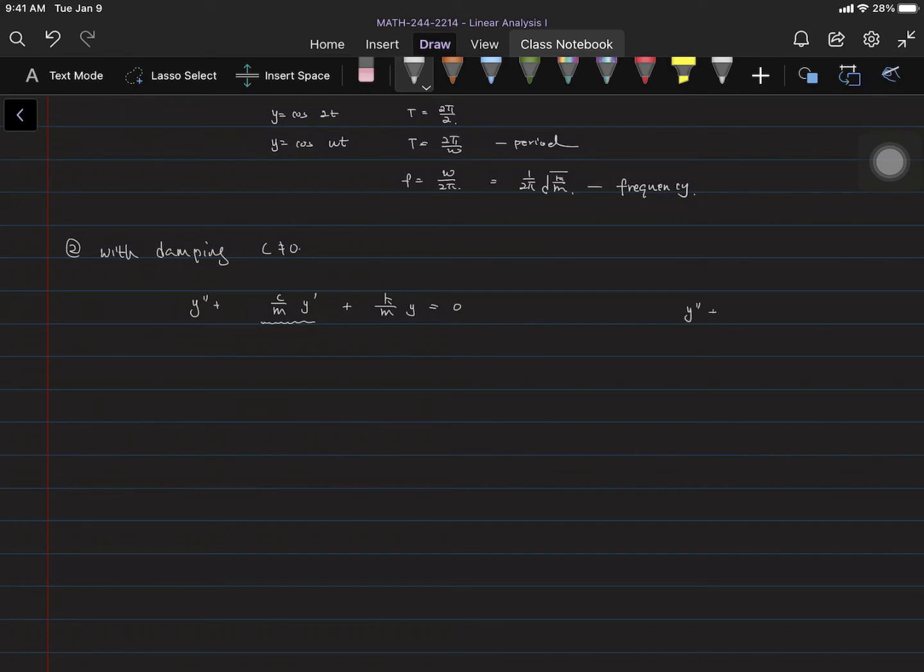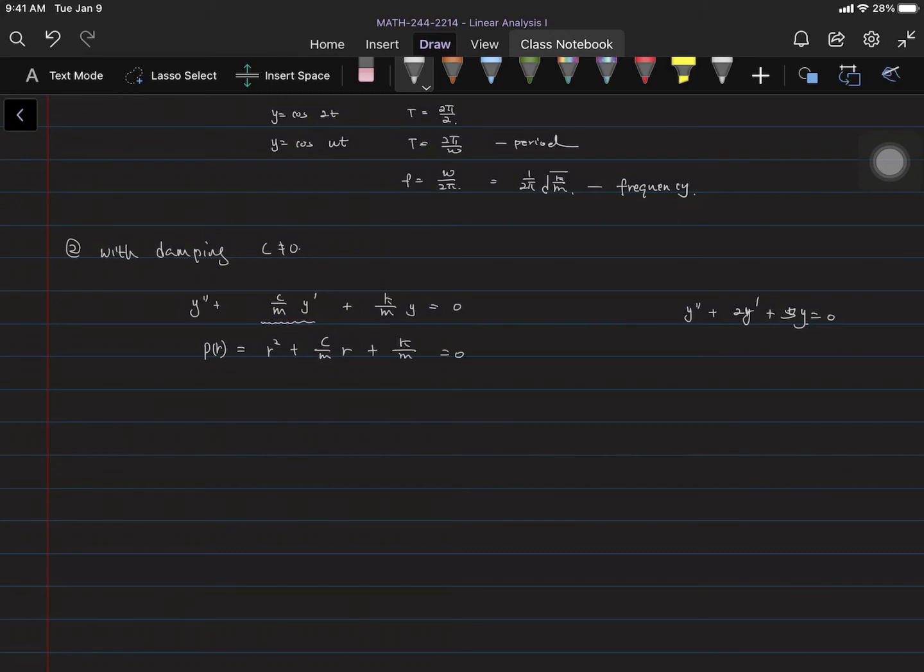Like if we have just a regular equation, probably not 4, give you 5, whatever. How do we solve this differential equation? We set up P(R). So for this case, what's P(R)? R squared plus C over M R plus K over M. And definitely we want to solve for R.